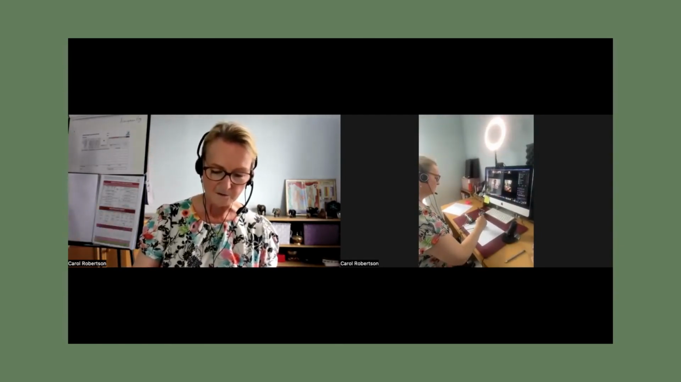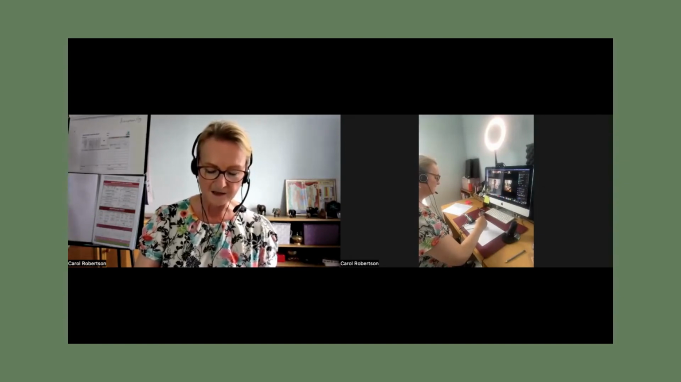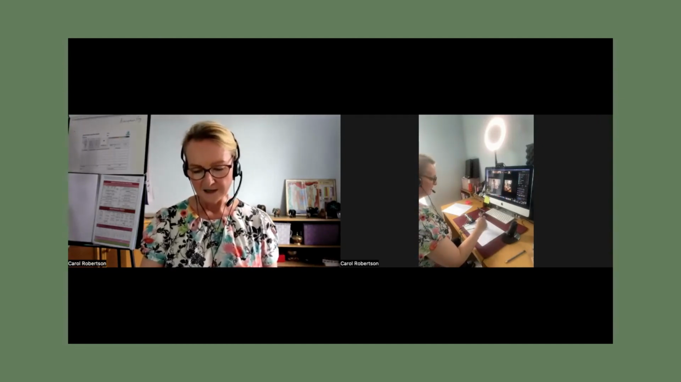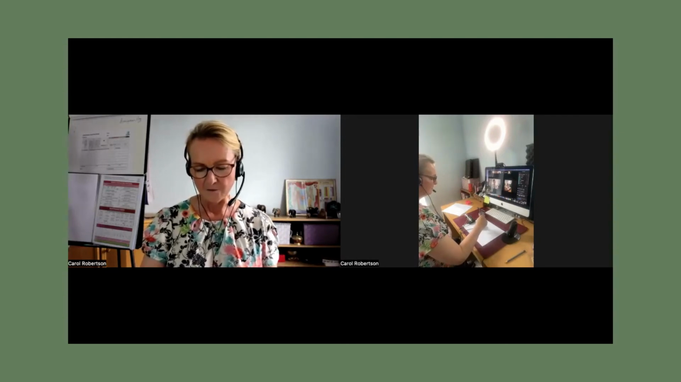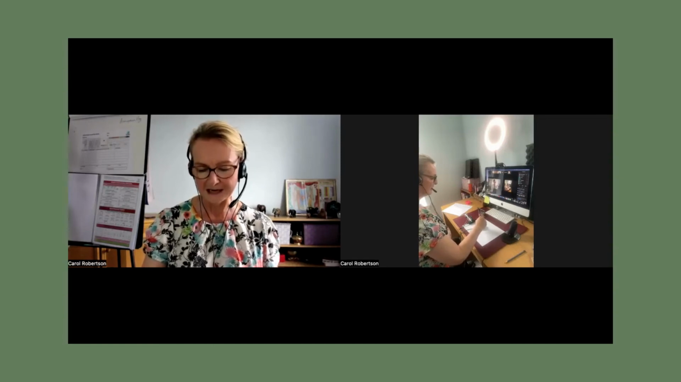One, 2, 3, 4, 5, 6, 7, 8. So I'm focusing on the left side at the moment. 1, 2, 3, 4, 5, 6, 7, 8. And then focusing on the right side. 1, 2, 3, 4, 5, 6, 7, 8.